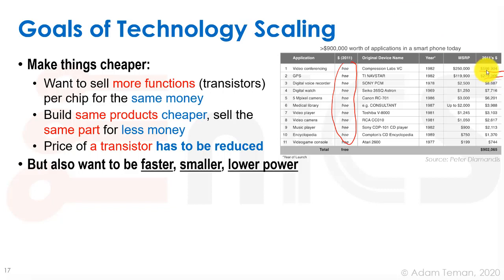Scaling and this integration has allowed us essentially to add all of these types of crazy things that were really expensive when they came out, free in our pockets. So this greediness, this wanting to be faster, smaller, and lower power, has driven scaling. And there's another nice way to look at this, which is what I call Rabaey's law of PlayStations.